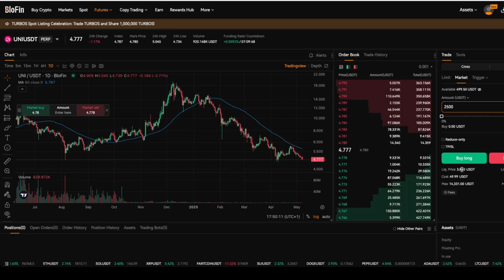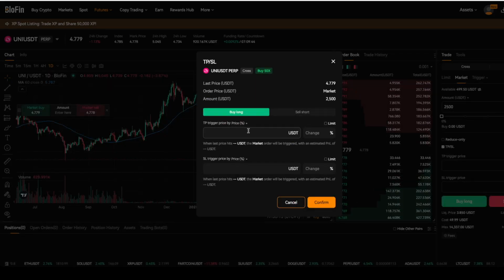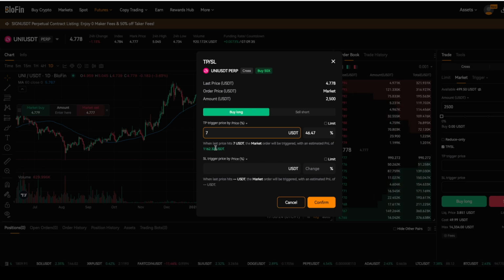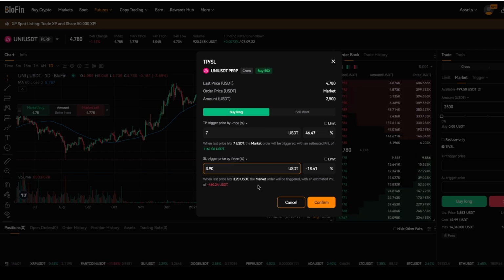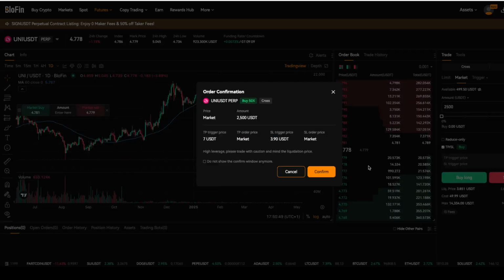I lose all $500. Let's go ahead and set our take profit and stop loss. So if we go up to $7, we're going to make $1,162 on this trade. That's a realistic target for Uniswap over the coming weeks and months. And we're just going to set our stop loss at $3.90. So we're going to lose the majority of our account, but for me, I'm fine with that on this trade. So we hit confirm and we hit buy long. And that's going to execute.